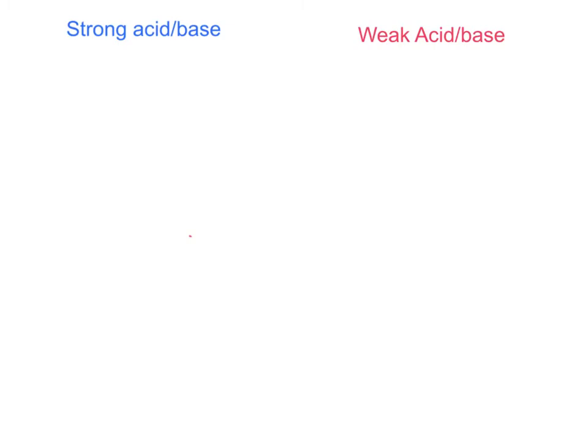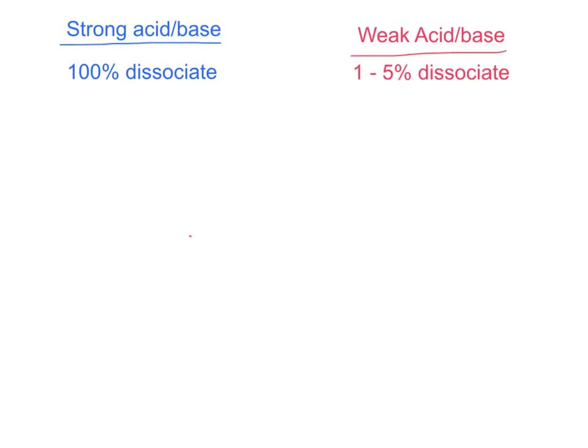Okay, we need to define strong and weak for acids and bases. So let's talk about strong. Strong acids will 100% dissociate, whereas weak acids and bases will 1 to 5% dissociate. So, don't think concentrated. Concentrated is different, but weak and strong just means how much they will dissociate in water. Strong dissociates 100%. Weak, 1 to 5%. Now remember we have our tricks for our 6 strong acids and bases.